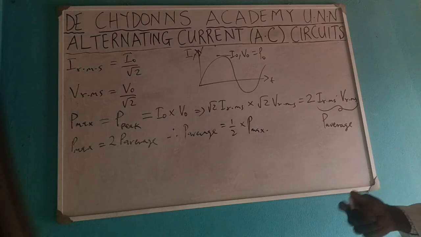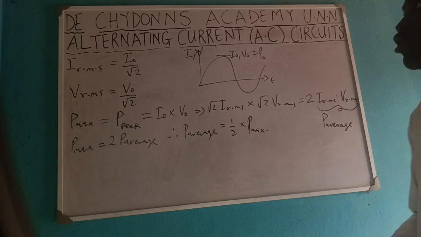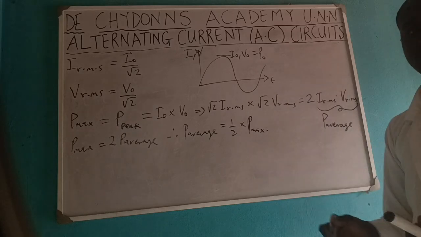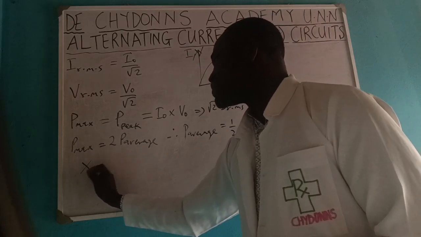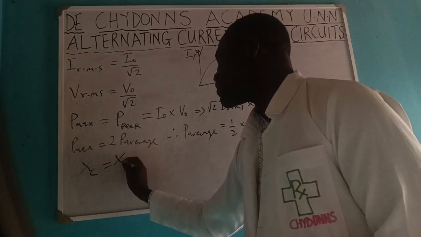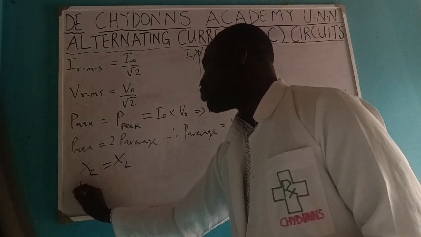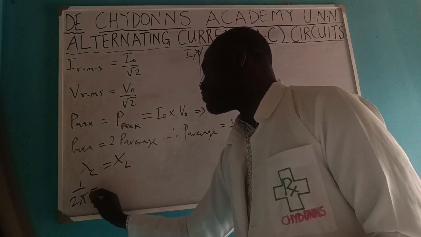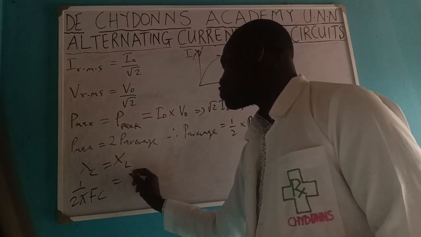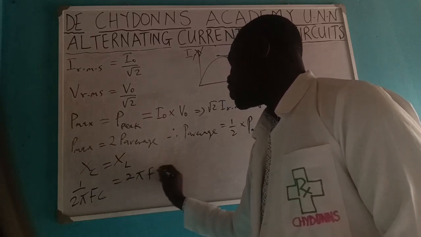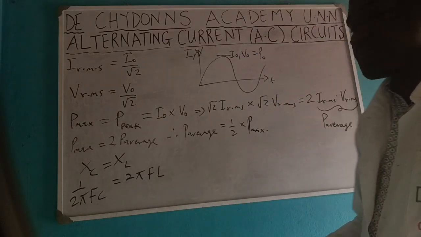It's also important for us to note, when do we say that resonance occurs in an alternating current circuit? Resonance occurs in an alternating current circuit when XC is equal to XL. What do we mean by XC? XC means 1/2 pi fC. That is the capacitive reactance. When it equals the inductive reactance, we said resonance occurs.